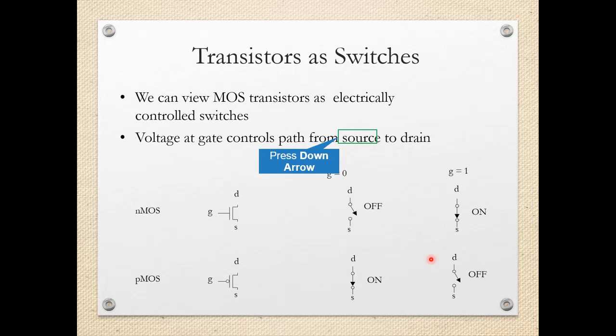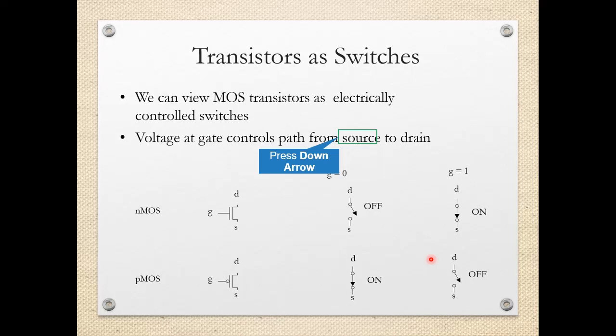So transistors can be used as switches. We can view the MOS transistor as an electrically controlled switch. Voltage at the gate controls the path from source to drain. This is the symbol for the NMOS transistor and this is the symbol for the PMOS. You can see one bubble over here, which indicates the PMOSFET.